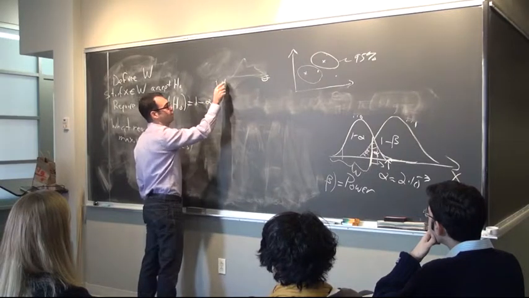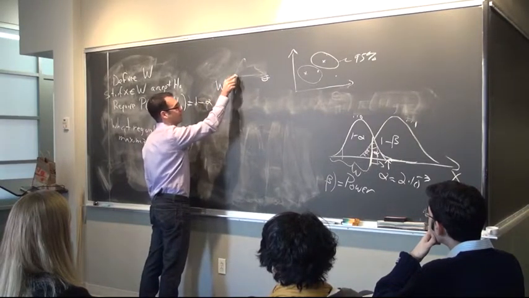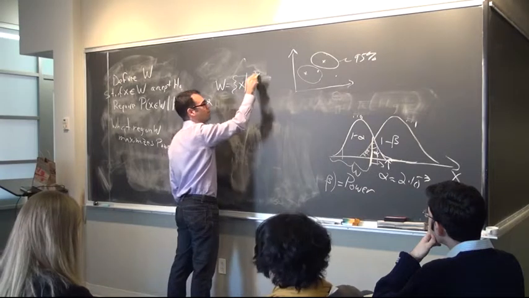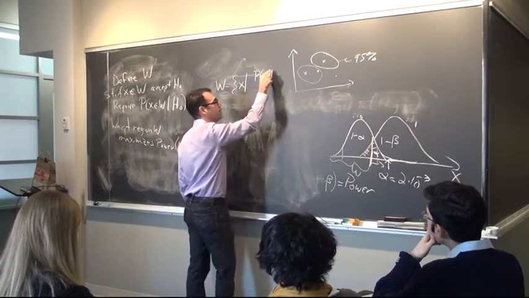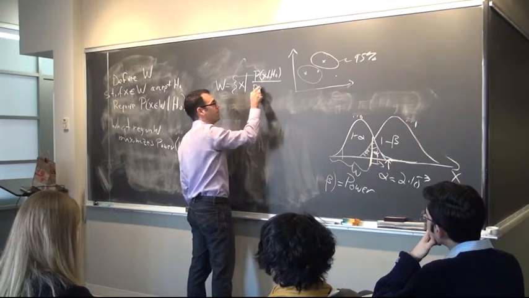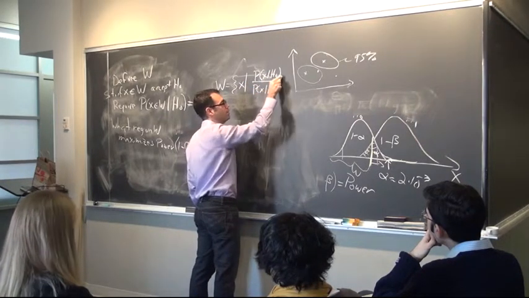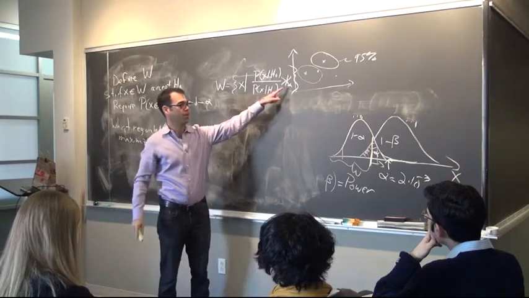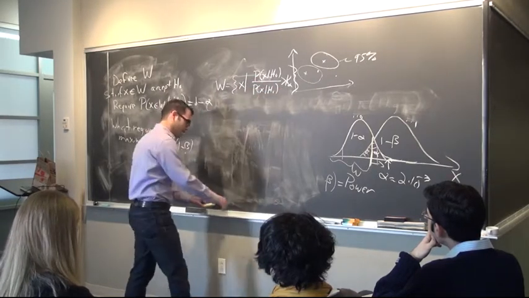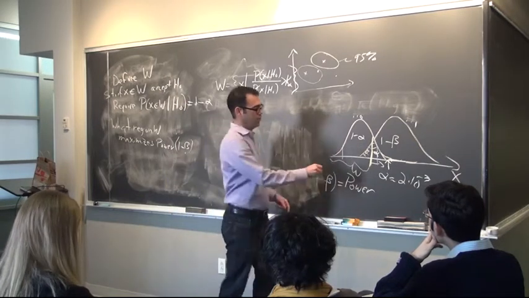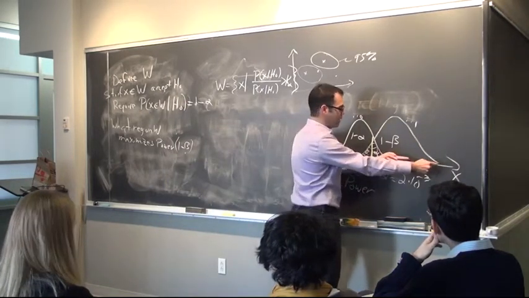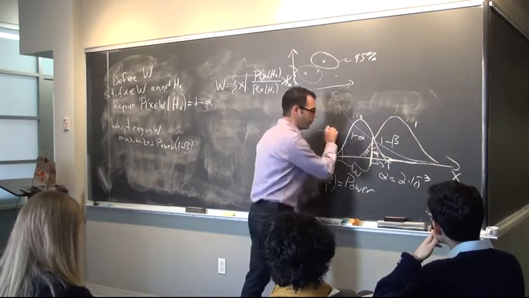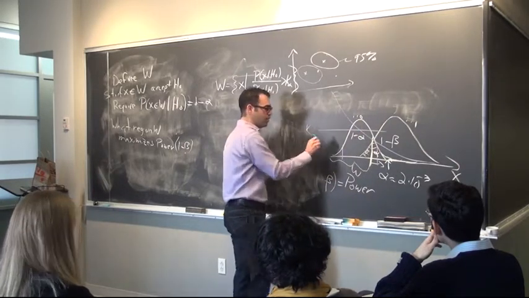the best W is the set of X's such that the probability of X given H0 over the probability of X given H1 is bigger than some threshold, and I'll put a subscript alpha on it. This is like a likelihood ratio. Over here, H0 is really small and H1 is big, and over here, H0 is really big and H1 is really small, so it's some sort of function. And then I'm putting some cutoff K alpha.